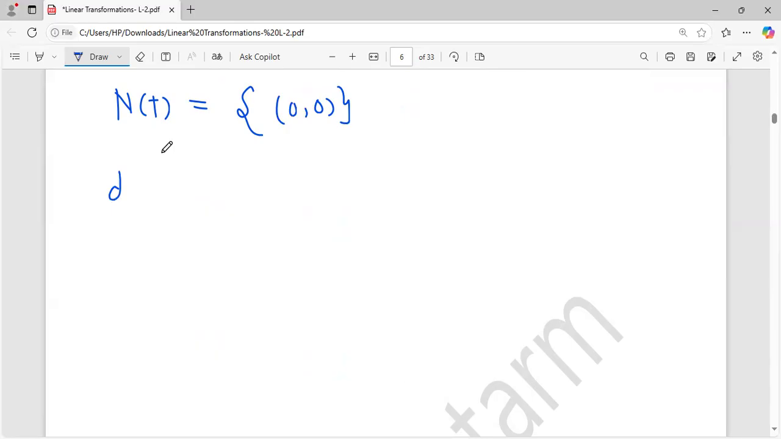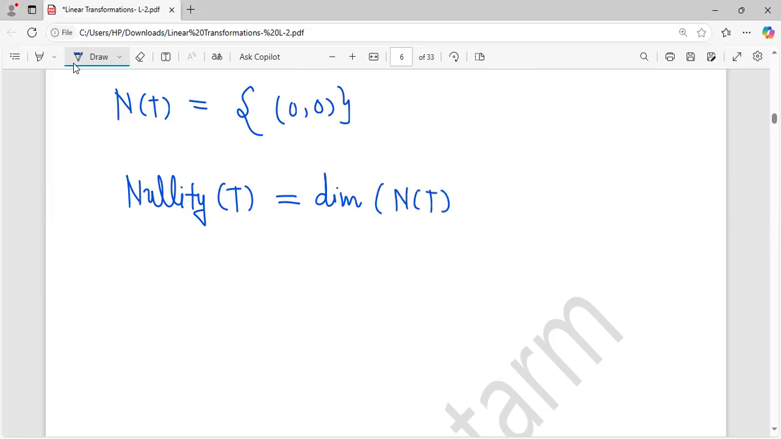So nullity of T is equal to the dimension of the null space. There is no non-zero element, only the single element 0 is there. So the nullity is 0. We do not have any element other than 0.